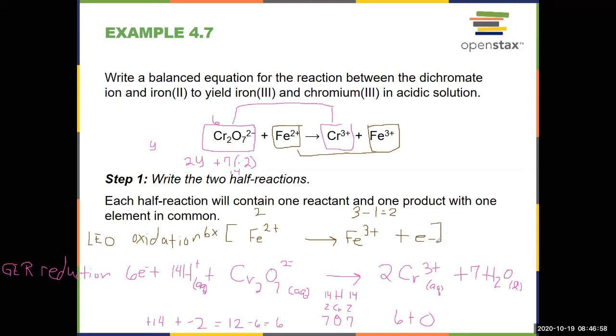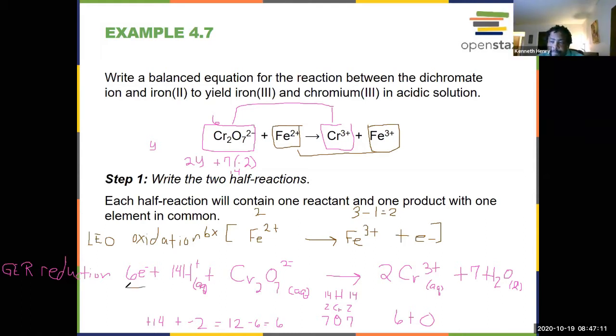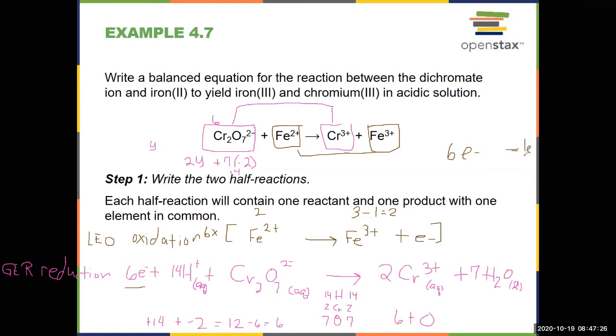Dr. Henry, why are you doing the 6 from the bottom reaction on the top? Because we have 6 electrons here, and we have 1 electron here. Do they balance each other out? Does 6 e- on my product side equal 1 e- on my electron side? Does 6 equal 1? No. So you have to balance everything in the equation after you find out what's reduced and what's oxidized.